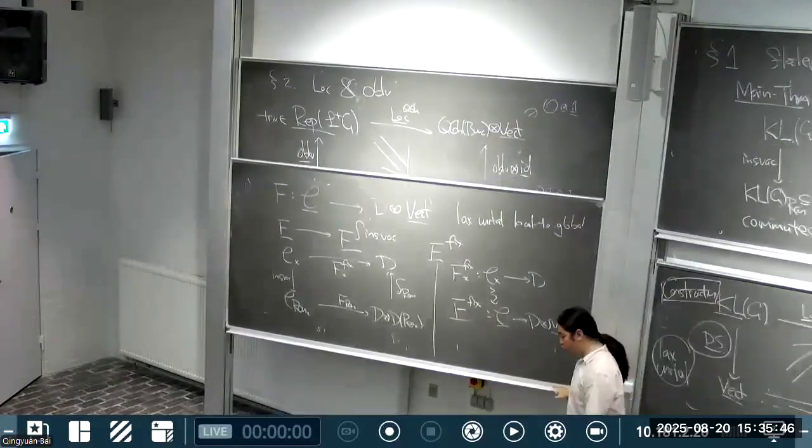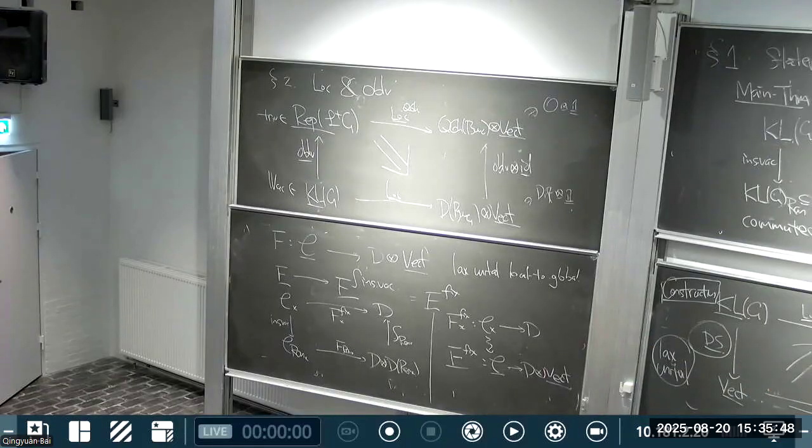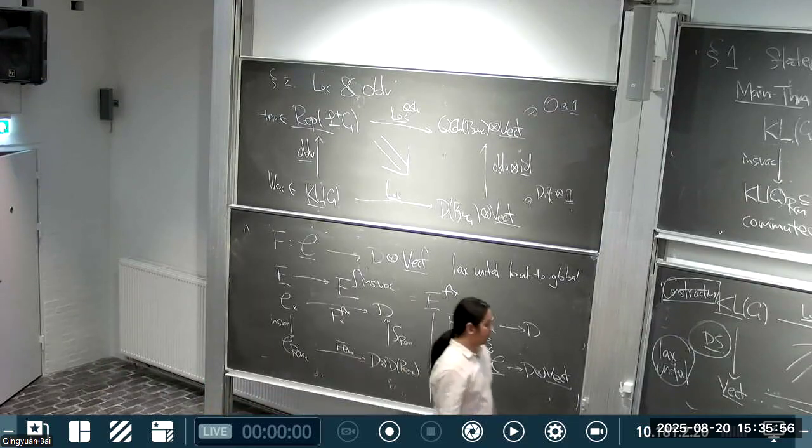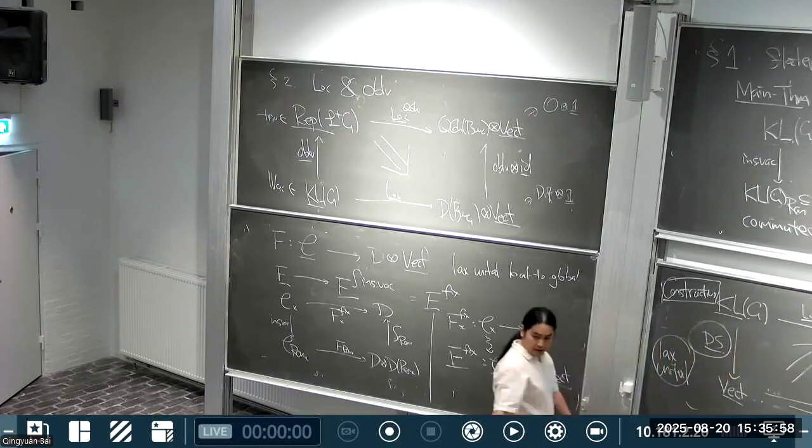This is the so-called Beck-Chevalley natural transformation. So we obtain a natural transformation like that. You might hope it to be invertible, but it is not. For exactly the same reason, this diagram fails to commute.